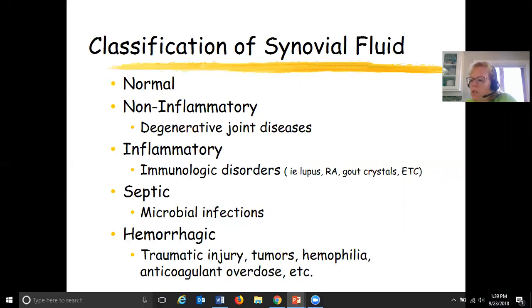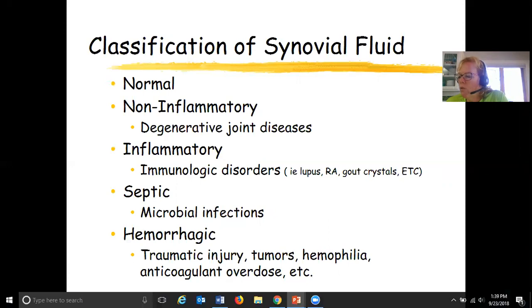So if a synovial fluid is normal, it'll be colorless to maybe a straw color, and it'll be clear. It won't be hazy at all. So in non-inflammatory, so a degenerative joint disease, it could be yellow, might be slightly cloudy.